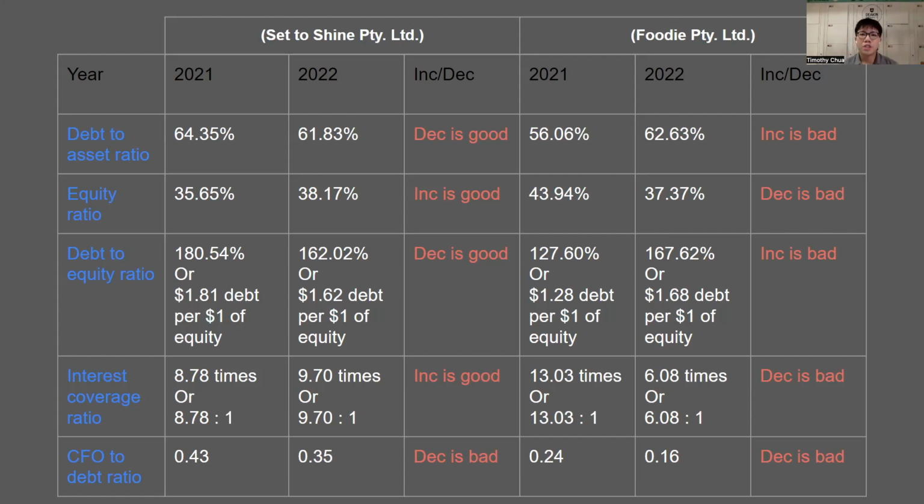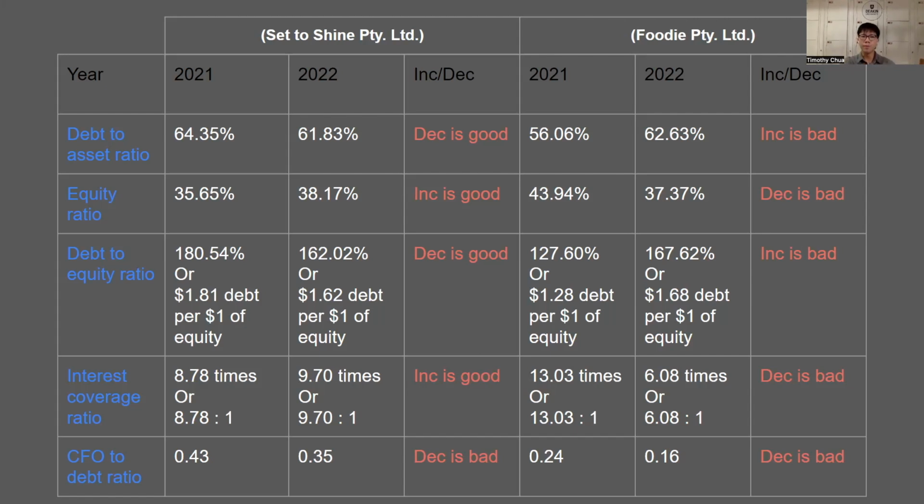So when comparing the financial positions of our Set to Shine and Foodie, it's clear that Set to Shine has a more conservative capital structure with a higher proportion of equity financing. The company's debt to asset ratio decreased from 2021 to 2022, while its equity ratio increased and its debt to equity ratio decreased. These ratios suggest that Set to Shine has a stronger financial position and may be less risky than Foodie, which relies more on debt financing and saw a drastic increase in its debt to asset ratio from 2021 to 2022.